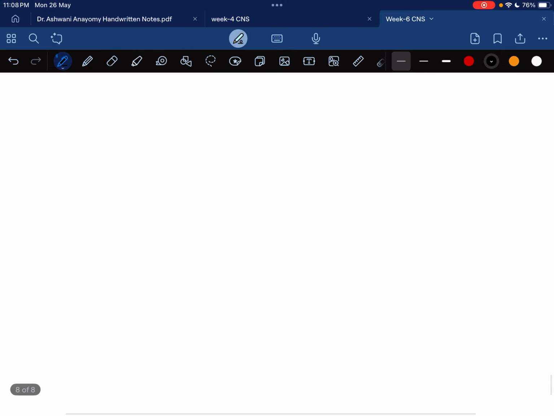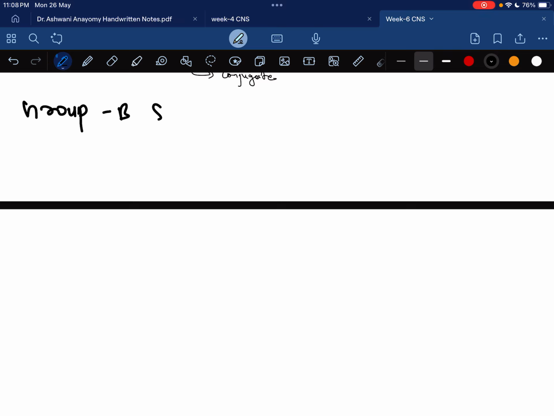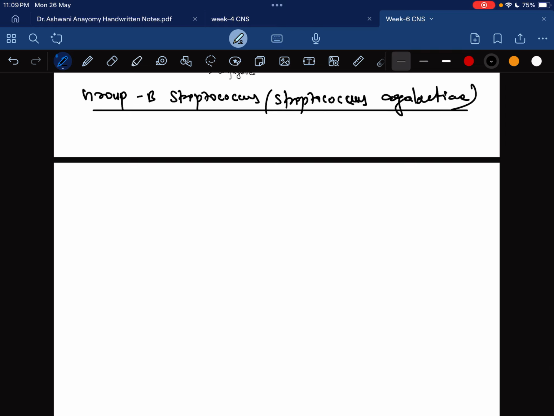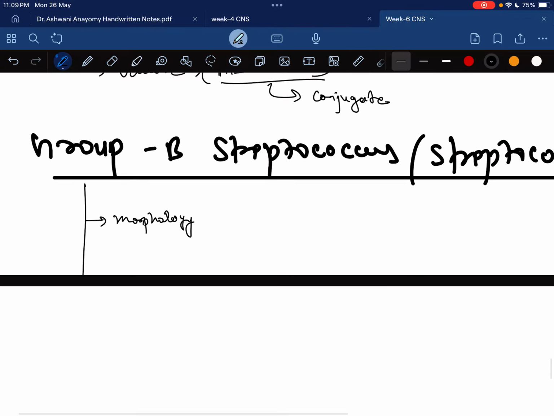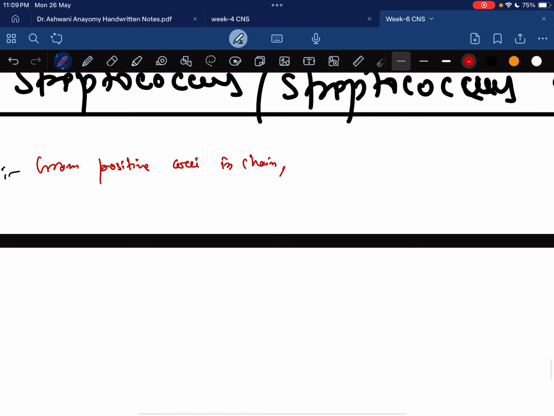So moving on to another organism. This organism is Group B Streptococcus, known as Streptococcus agalactiae. Regarding the morphology of Streptococcus agalactiae, it is gram positive cocci in chains, and it is beta hemolytic.